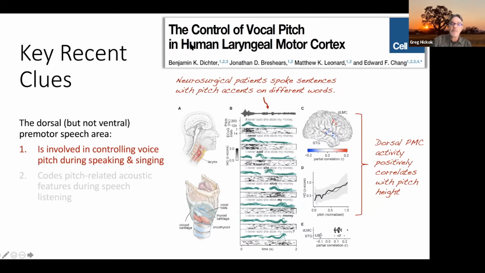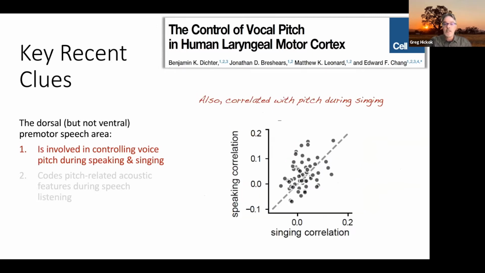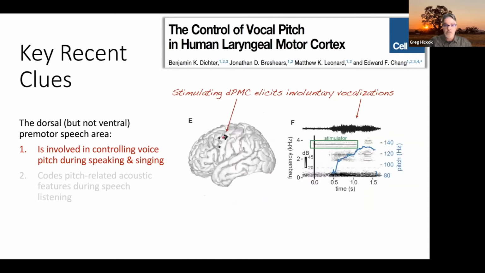Don't be confused by them calling it human laryngeal motor cortex. It's probably not primary laryngeal motor cortex. We'll get into that later. This is, we think, the dorsal premotor speech area. The same regions respond during listening as well. So it has an auditory response profile consistent with what we see in functional imaging, and it's correlated with pitch during singing. So it's not unique to just spoken language.